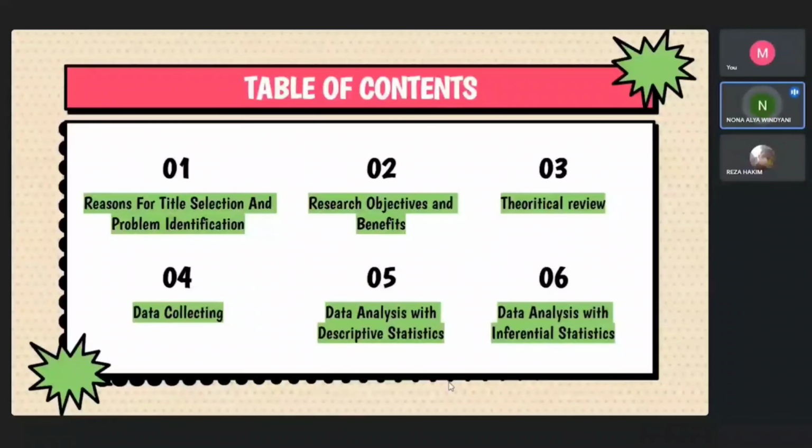This is our table of contents, and the first content that we're going to present is the reasons for title selection and also problem identification. The second one is research objectives and benefits, and then the third one is theoretical view. And then the fourth one is data collecting. The fifth one is data analysis with descriptive statistics. And then the last one is data analysis with inferential statistics.